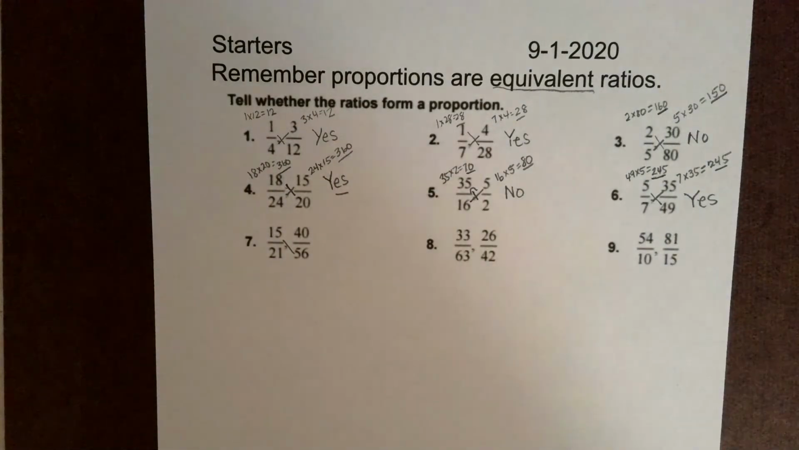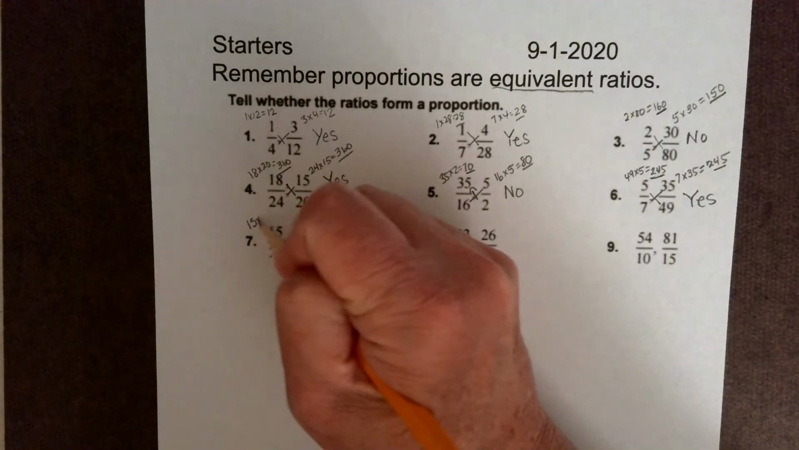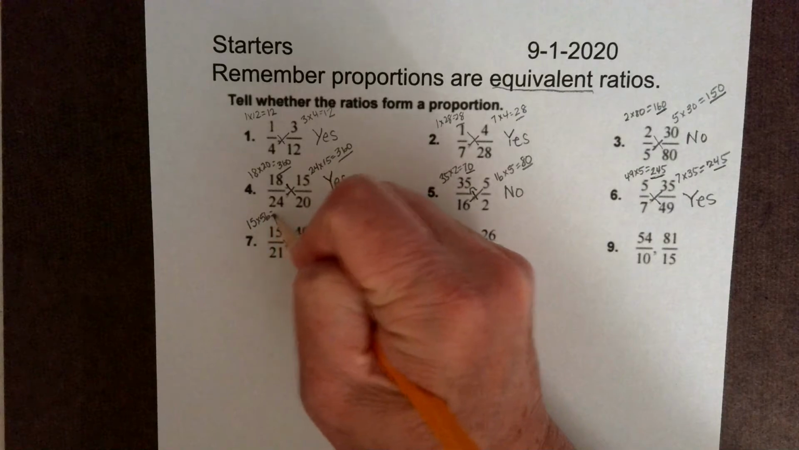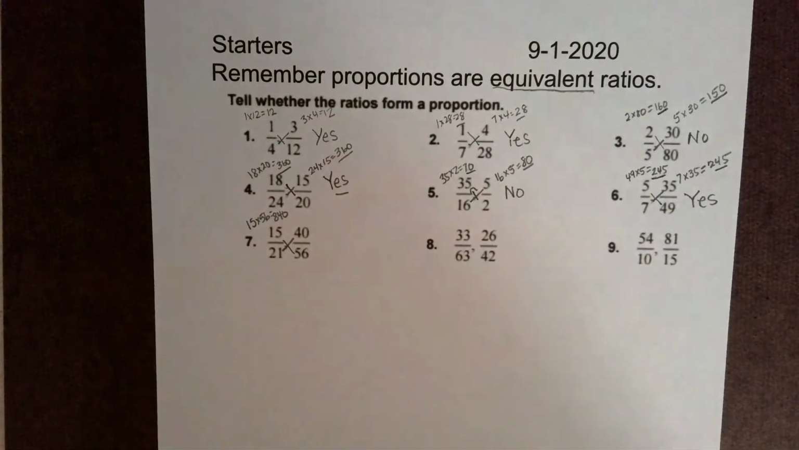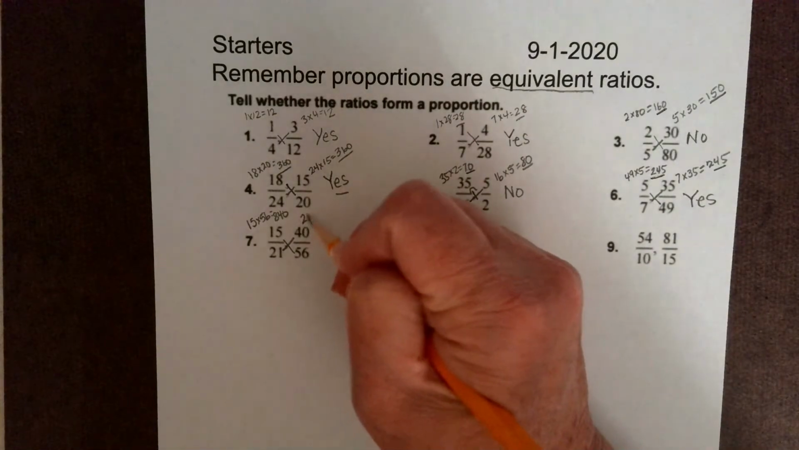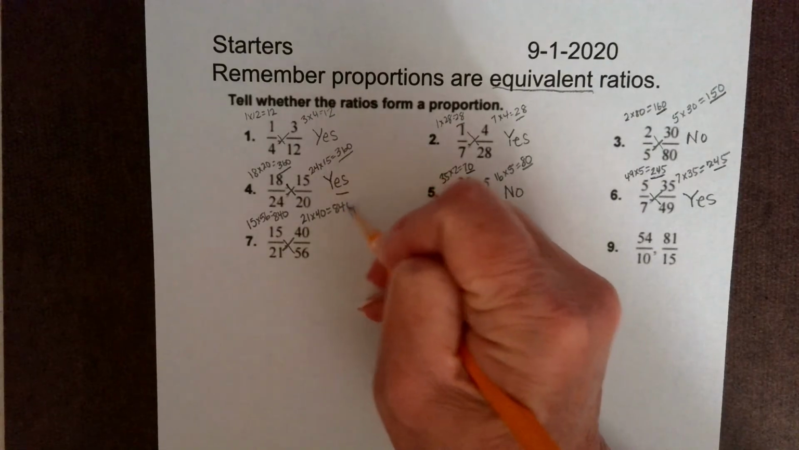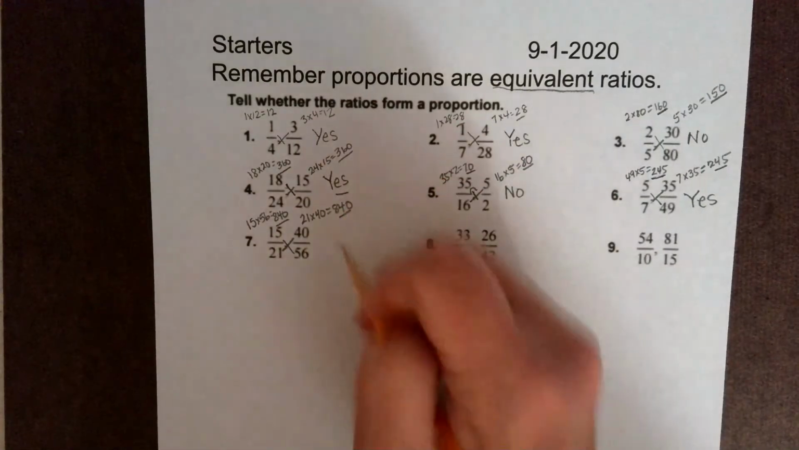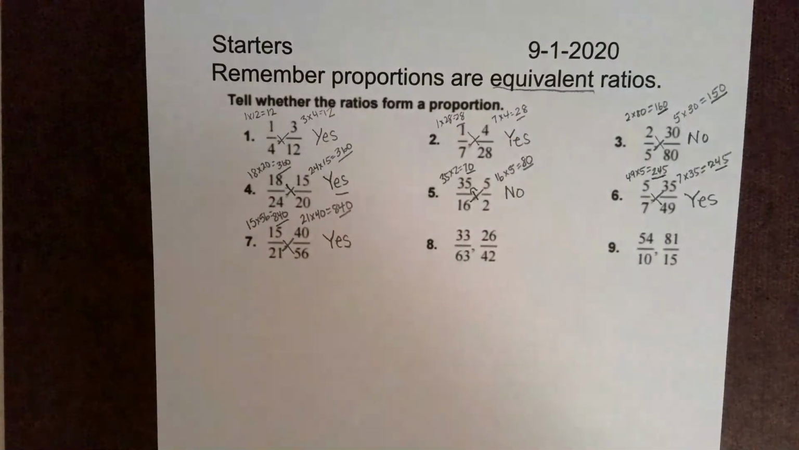15 times 56 is 840. And 21 times 40 is also 840. Since those two match, they are equivalent, so they are proportions.